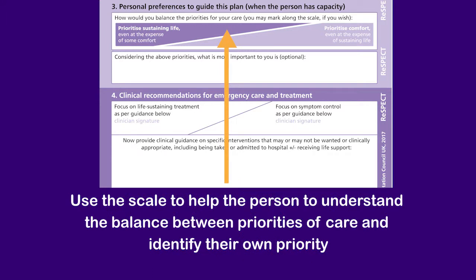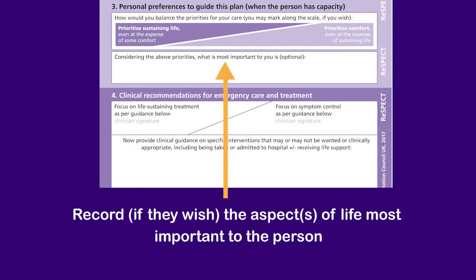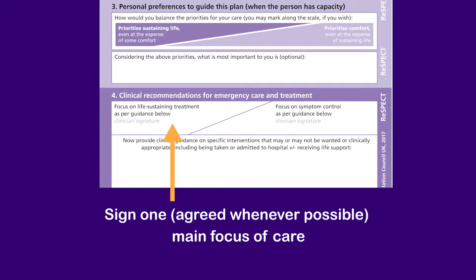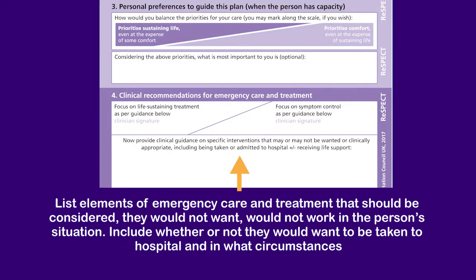Use the scale to help the person to understand the balance between priorities of care and identify their own priority. Record the aspect of life most important to this person if they wish. Sign one main focus of care and agree whenever possible.